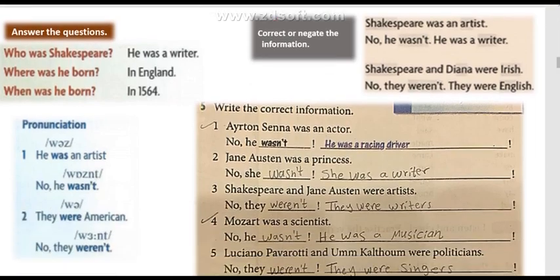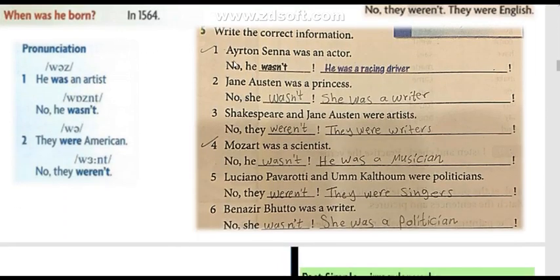Now we come to write the correct information. Ayrton Senna was an actor. No, he wasn't. He was a racing driver. This information is according to the pictures. The information is under the pictures. If it is correct, we put yes. And if it is incorrect, we put no. And then we correct the information.